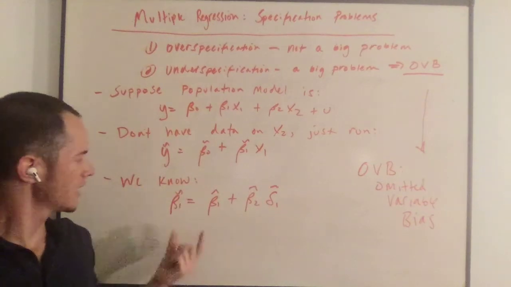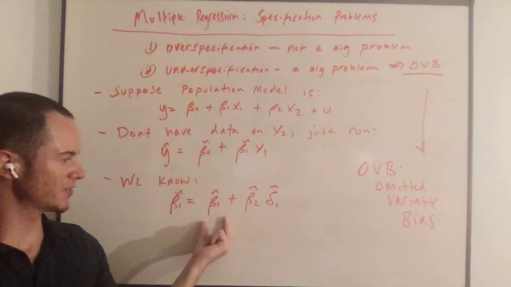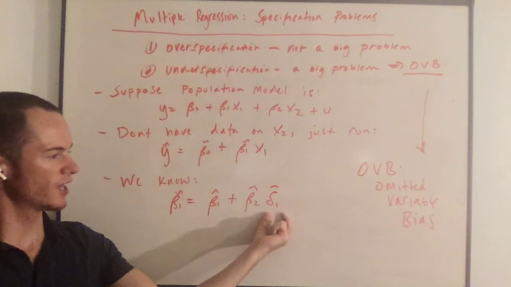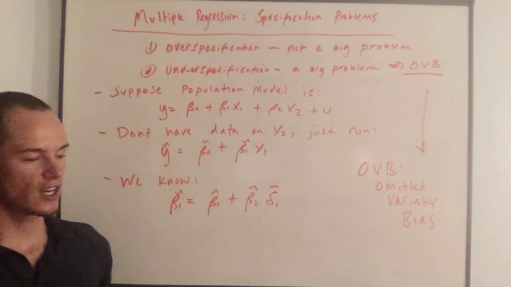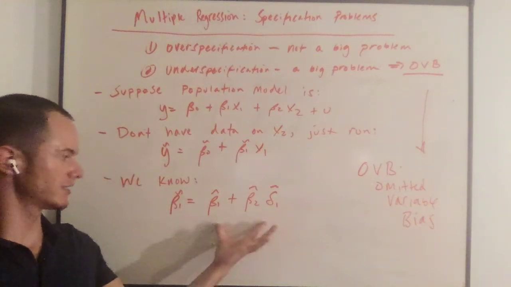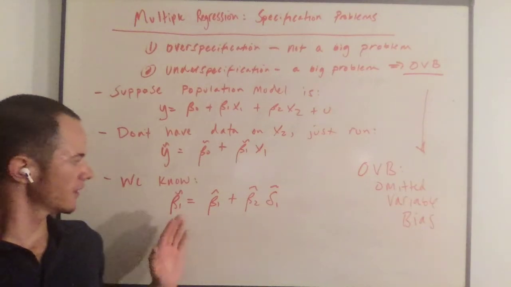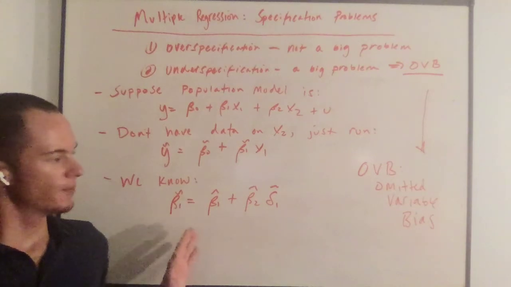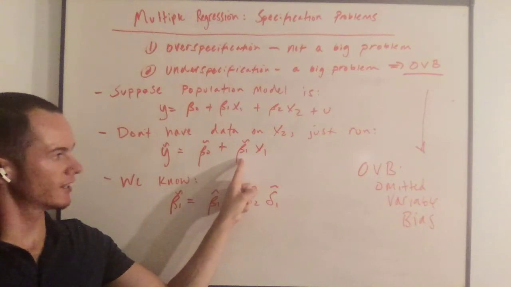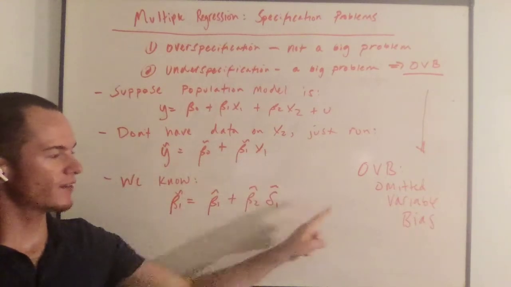And we have discussed that this coefficient beta 1 tilde contains the unbiased estimate of beta 1 plus the unbiased estimate of beta 2 times this extra term, delta 1, which is the coefficient of a regression of x2 on x1. So we have this composite of coefficients contained in this beta 1 tilde. And so what we're going to have is a biased estimate because we left out x2, so we are having omitted variable bias.